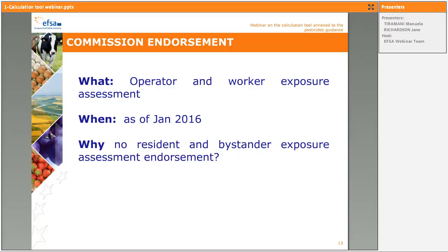For the bystanders, though, we fully understand that this could definitely be an issue at member state level. We decided for today not to touch it in depth, because of course there are some lacking aspects that we will see later on. For instance, the setting of an acute reference value for non-dietary exposure.